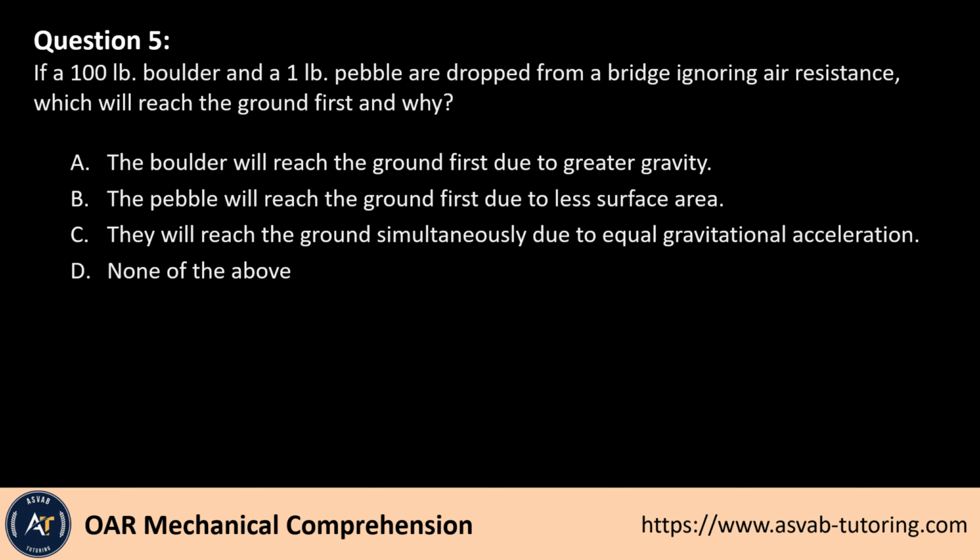Question 5. If a 100 pound boulder and a 1 pound pebble are dropped from a bridge, ignoring air resistance, which will reach the ground first and why? A. The boulder will reach the ground first due to greater gravity. B. The pebble will reach the ground first due to less surface area. C. They will reach the ground simultaneously due to equal gravitational acceleration. D. None of the above.